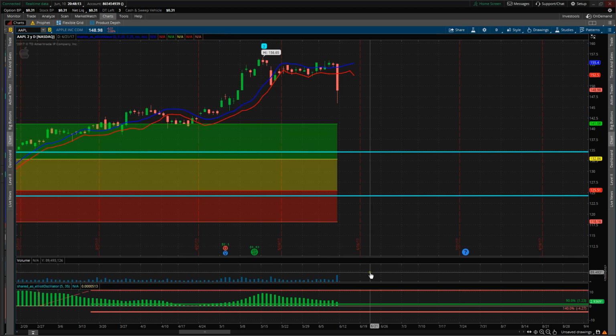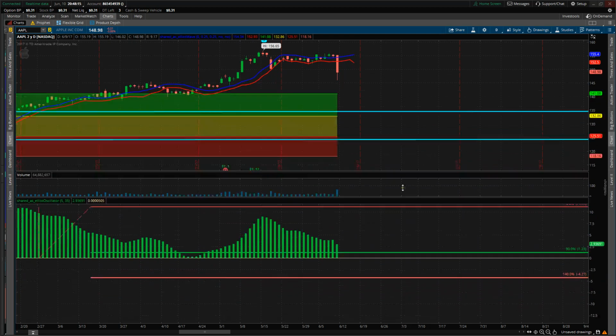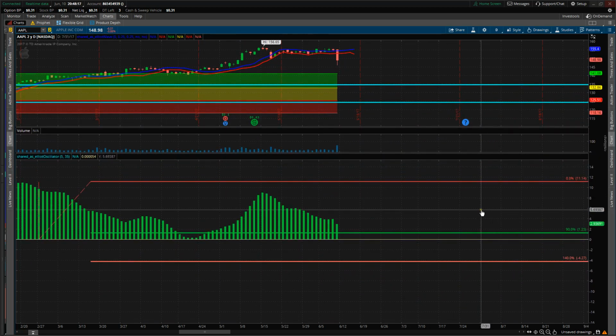Yeah, fib extension. I can show the properties. No worries. So let's just go to this one here.